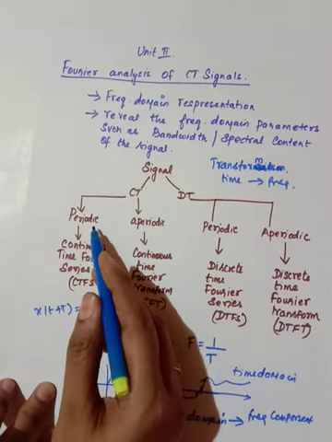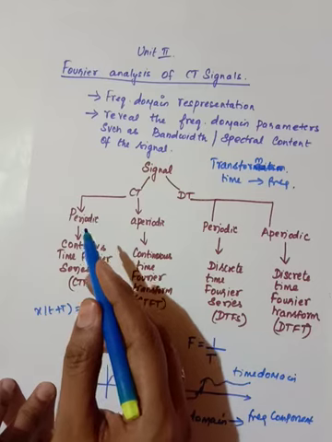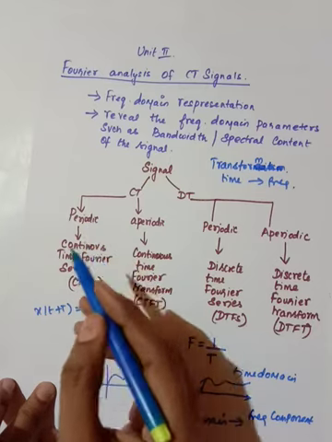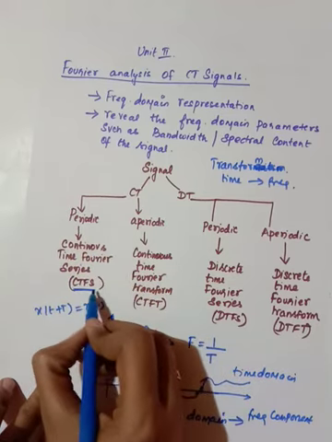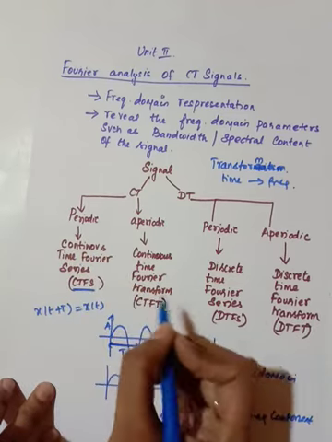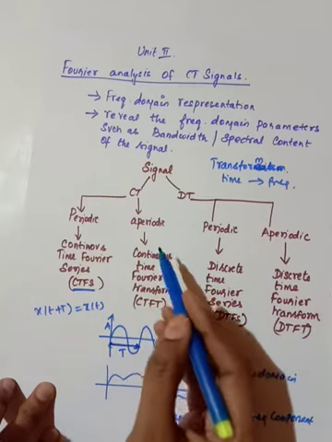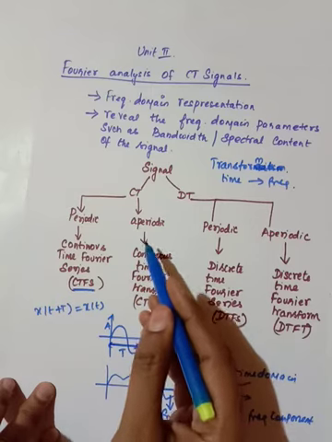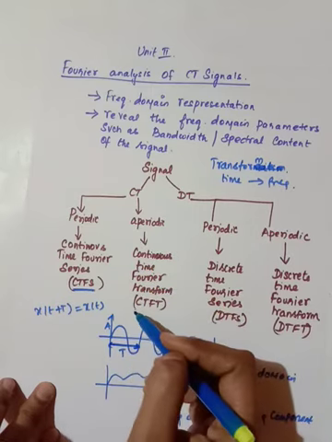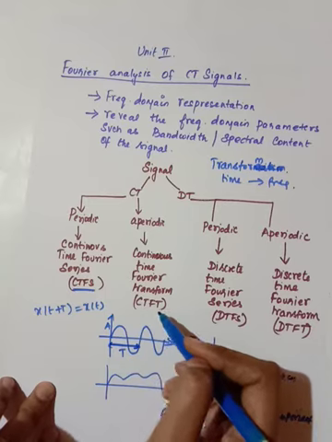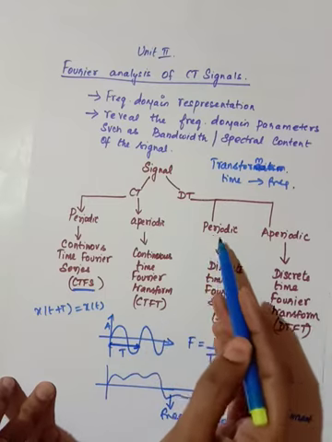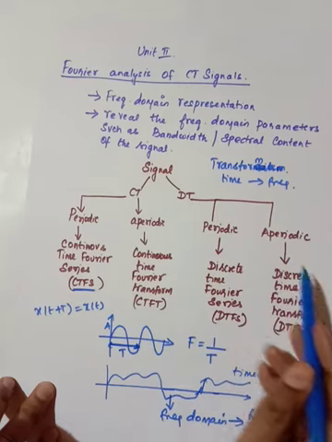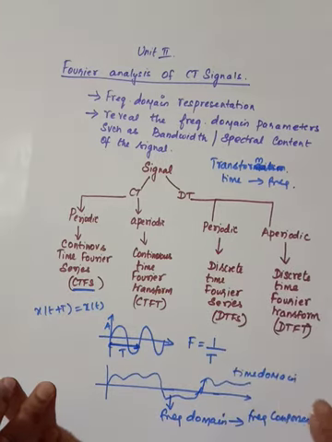Now, if we want to reveal the frequency domain parameters of such signals, for a periodic signal we perform the continuous time Fourier series. If we want to analyze the frequency domain parameters of an aperiodic signal, we perform the continuous time Fourier transform. Similarly, for discrete time, if it is periodic, we perform the discrete time Fourier series. For aperiodic, we perform the discrete time Fourier transform.